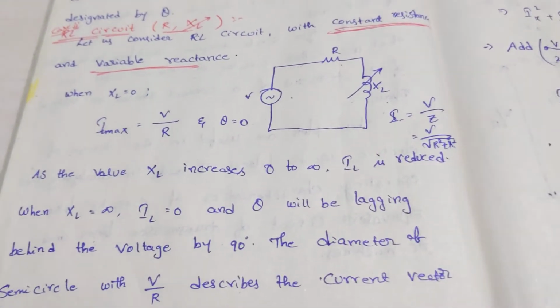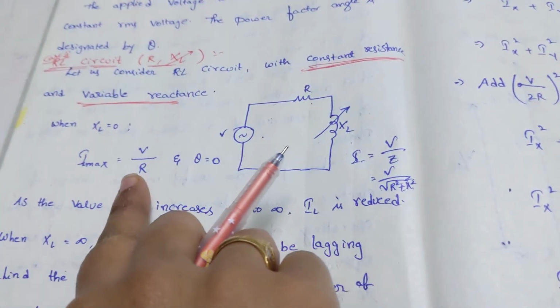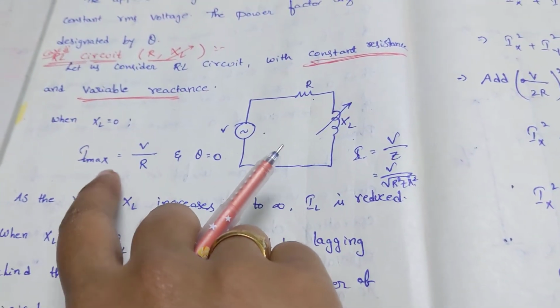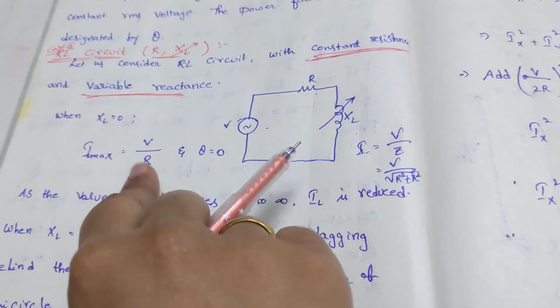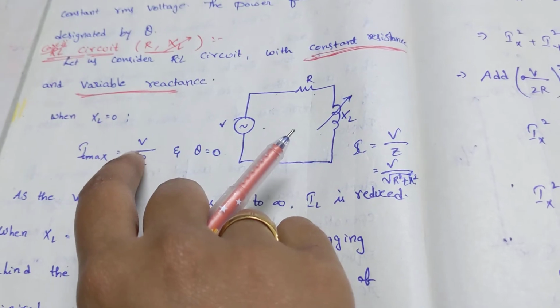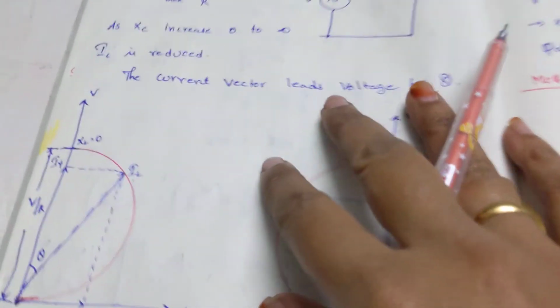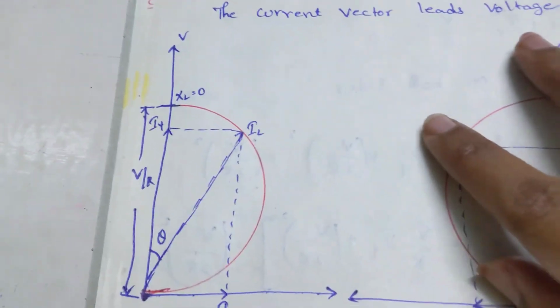Okay, so now whatever the maximum value of your current is, that is nothing but your diameter. Now we just see how this locus diagram will appear. So observe this circuit.